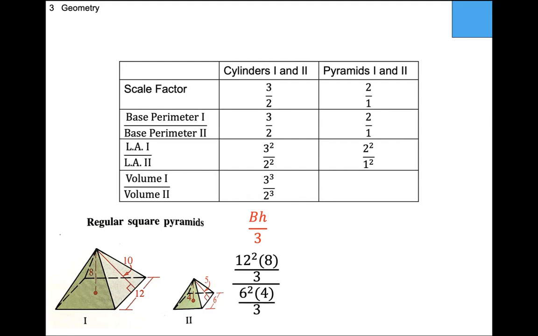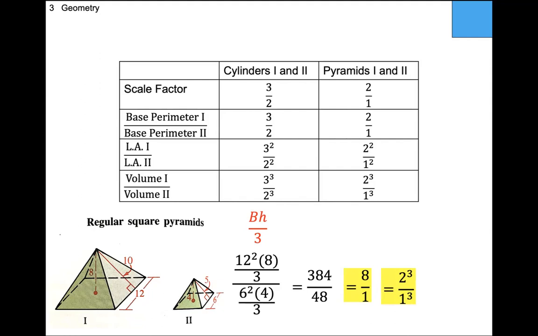Do a copy dot flip, and the 3's cancel. On the bottom, you get 6 squared times 4. On the top, you'd get 144 times 8. Do a whole bunch of reducing here, and we get 8 over 1. And 8, remember, is 2 cubed, and 1 can be written as 1 cubed. And we got exactly what we suspected. And with that weak evidence, and that's evidence for these two specific shapes, two regular pyramids and two right cylinders, it's definitely true for those.